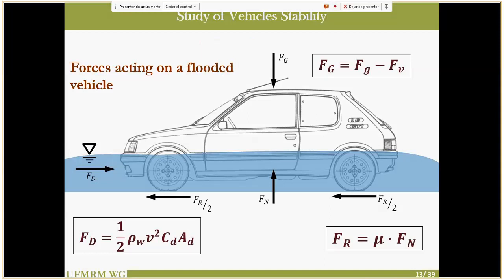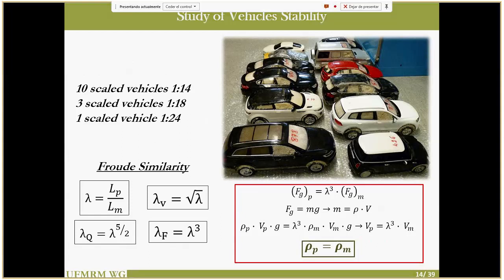When it is zero, the vehicle loses contact with the ground. And on the other hand, the frictional force, which is a function of the effective weight, acts against the hydrodynamic drag force. And well, here the frictional force can be divided by the two axles, as you can see here. Okay. The system is quite simple.